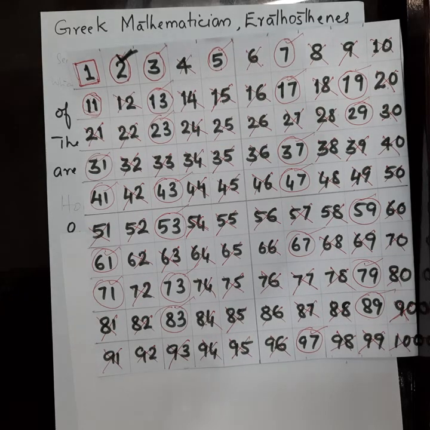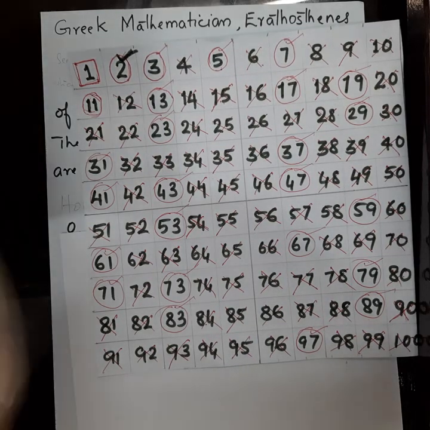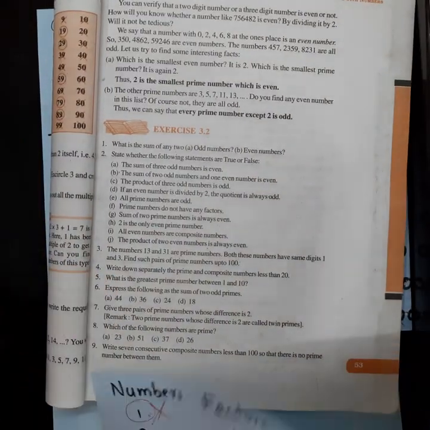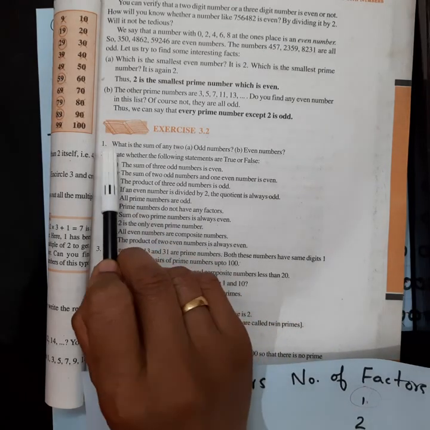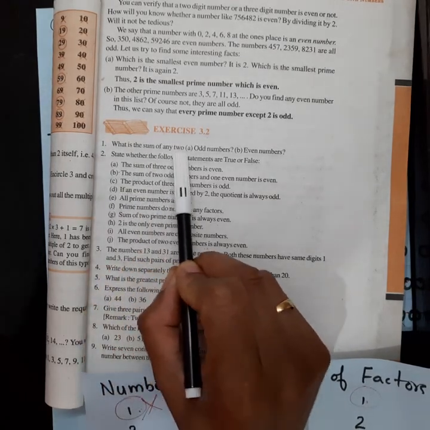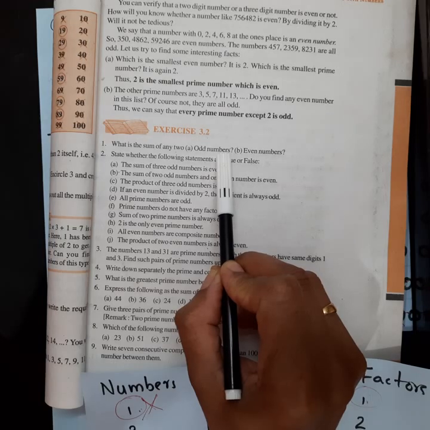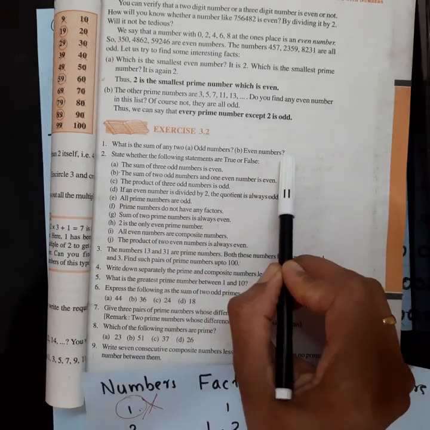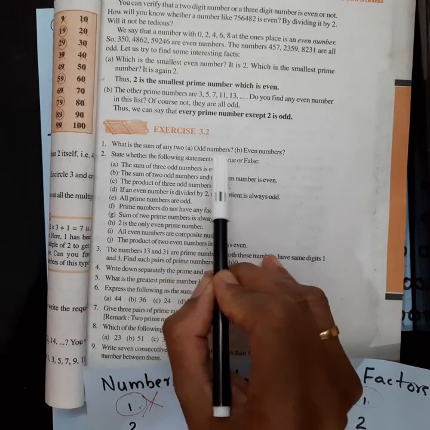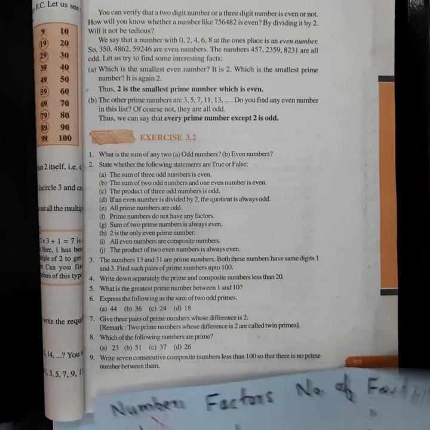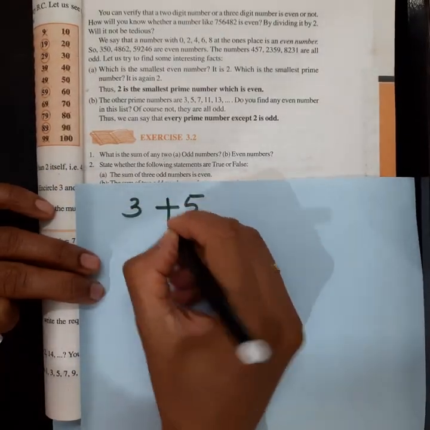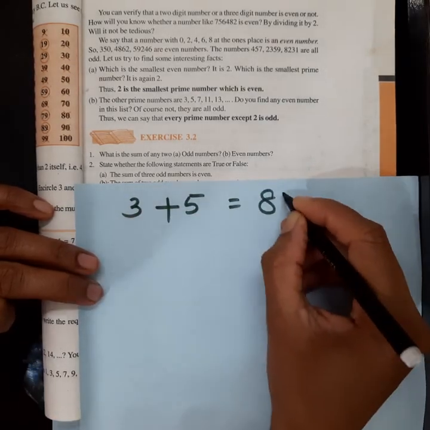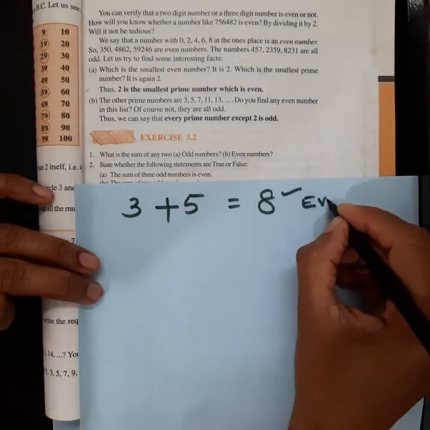Now let us discuss some of the exercise questions from your textbook. First, exercise 3.2. The first question is, what is the sum of any 2 odd numbers? The second one is about even numbers. We have to find which type of number the sum will be. Take the sum of 2 odd numbers. For example, 3 is an odd number, 5 is an odd number. What is the sum? 3 plus 5 is 8. Which type of number is 8? 8 is an even number.